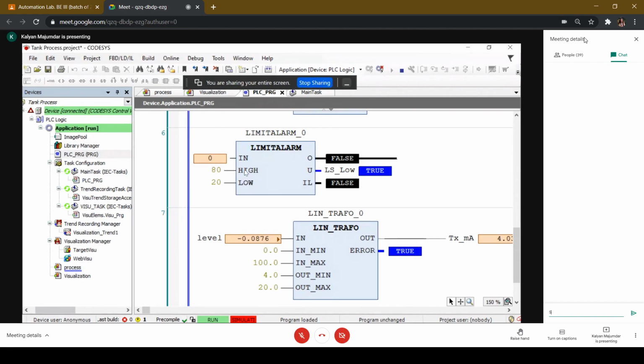So if the high is 80, the low is 20. You decide what is high and what is low, because high is the position of the upper level switch. Low is the position of the lower level switch. So if your level is between 80 and 20, then IL is true because the level is between these two limits. Over 80 is false, under 20 is false.